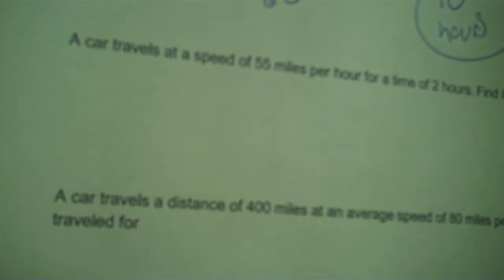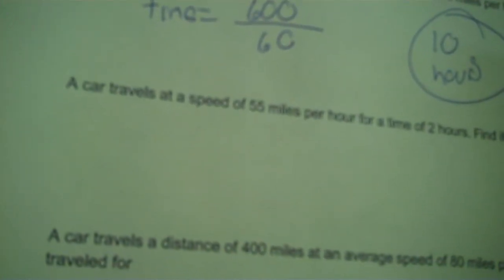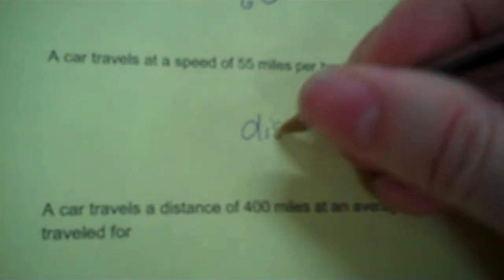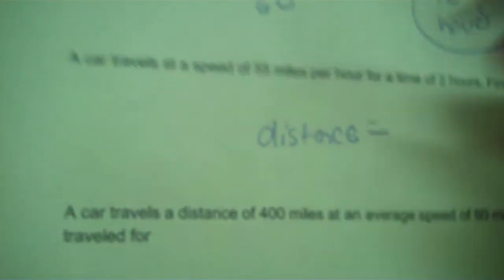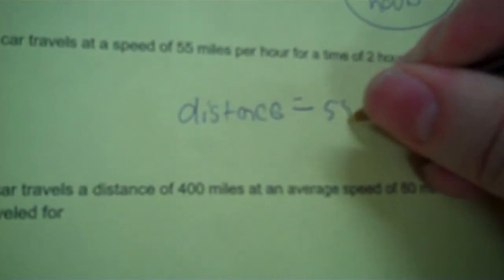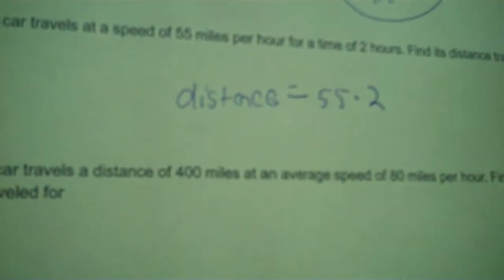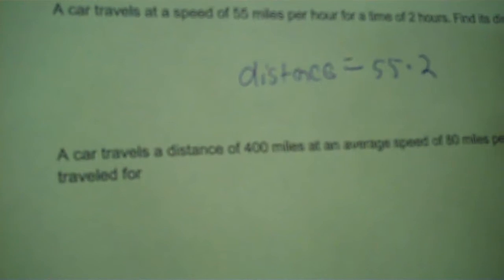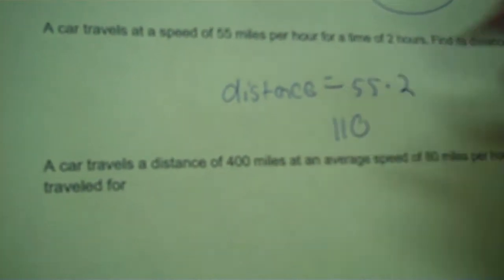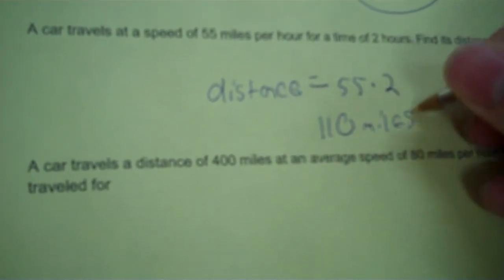The trip did. Okay, a car travels at a speed of 55 miles per hour for a time of 2 hours. Find its distance traveled. So distance is speed multiplied by time. So speed 55 multiplied by the time 2, that's 110. So distances are just miles. That's how far it traveled.